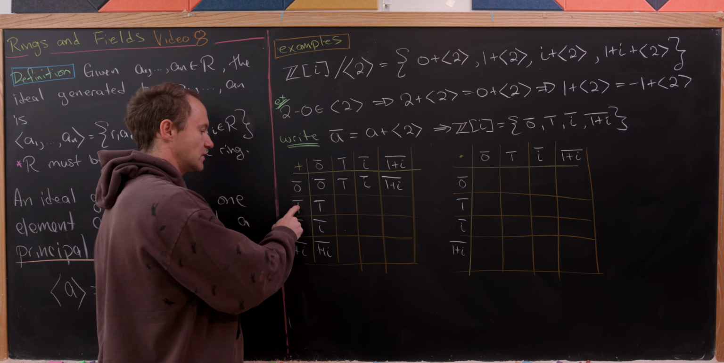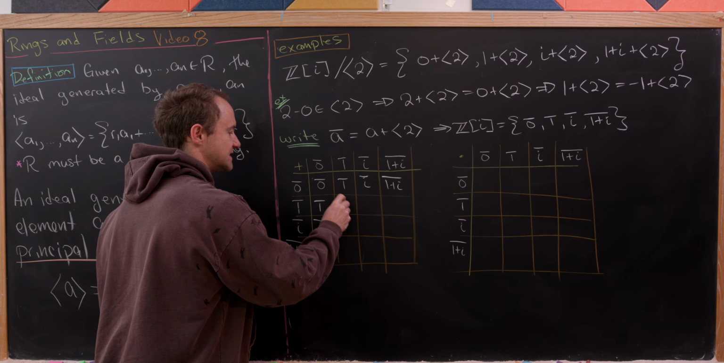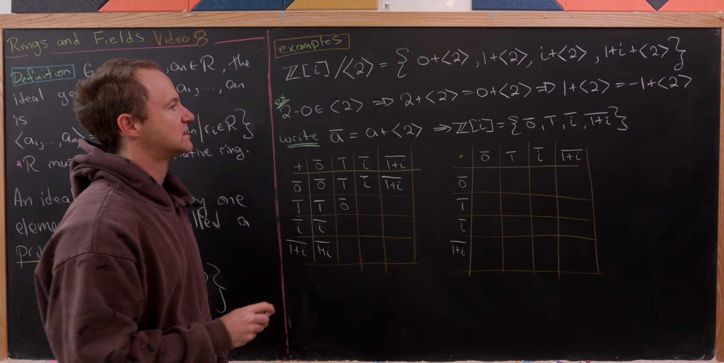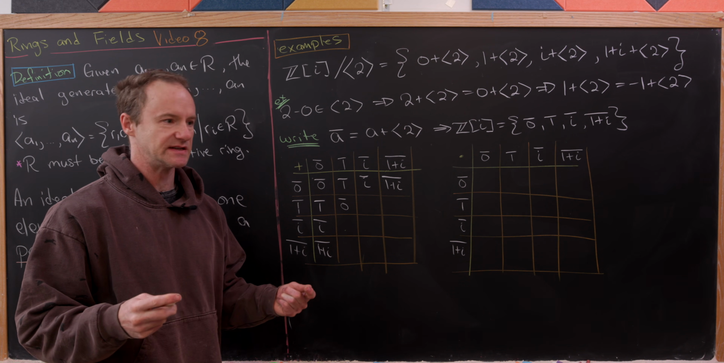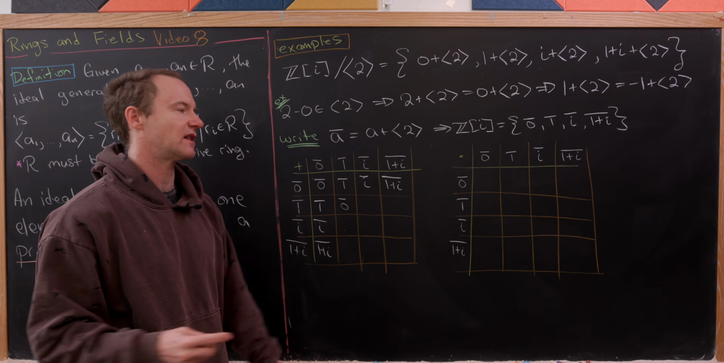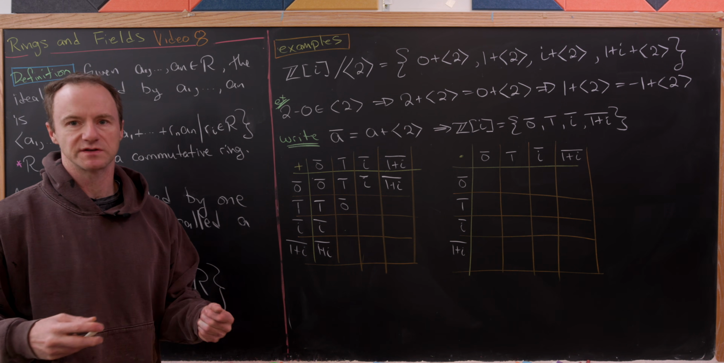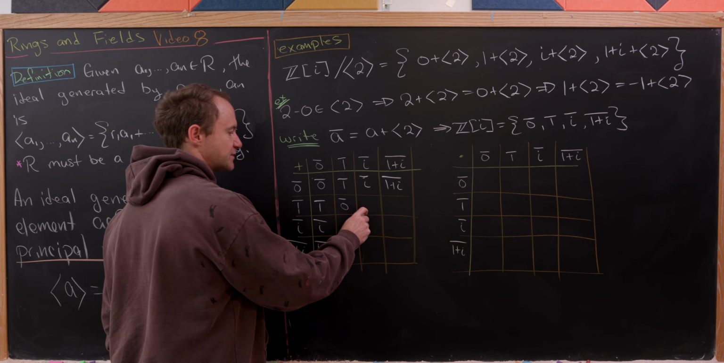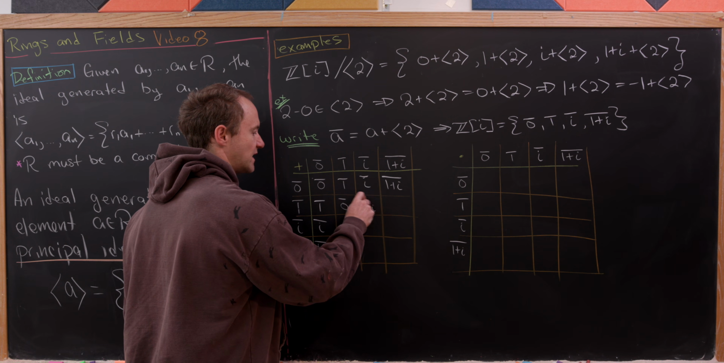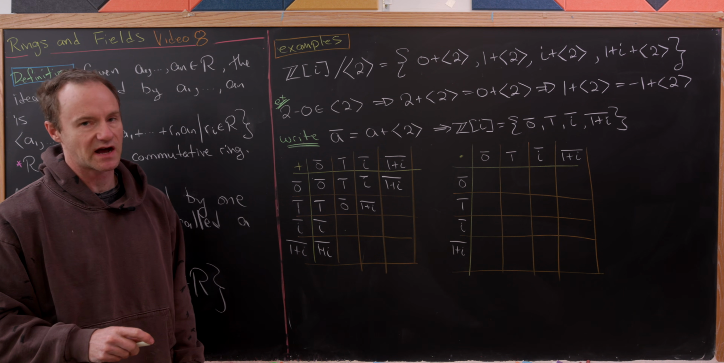Now let's add 1. So 1 bar plus 1 bar is going to be 0 bar. Well, because 1 plus the ideal plus 1 plus the ideal is 2 plus the ideal, but 2 is an element of the ideal. So in other words, those cosets add to just the 0 coset. And then this one is pretty straightforward. This is going to be 1 plus I bar because we've got 1 bar plus I bar.